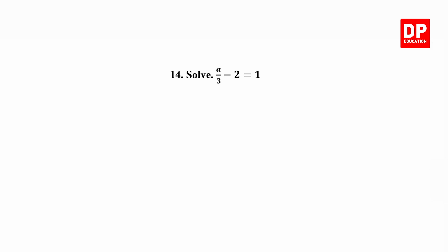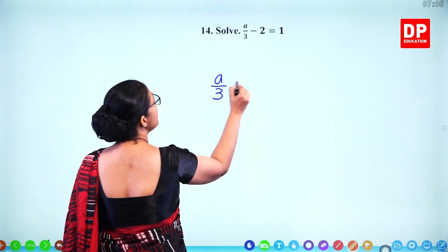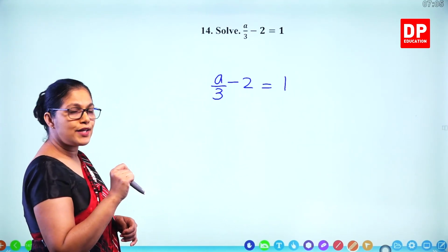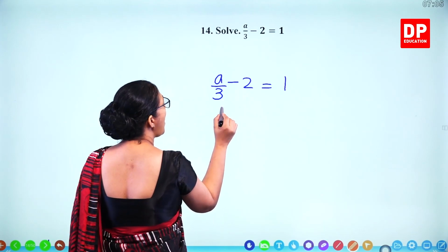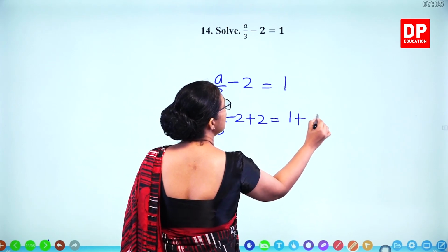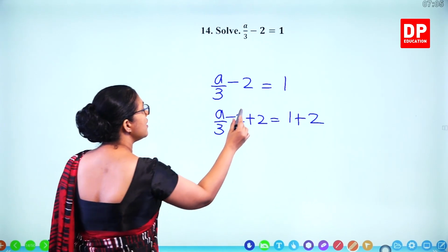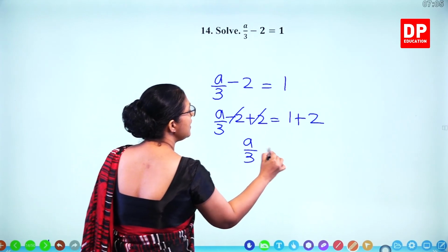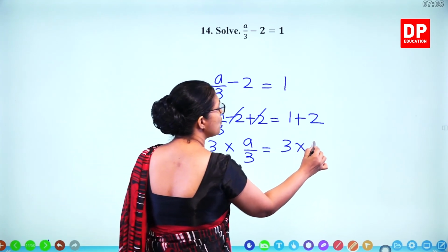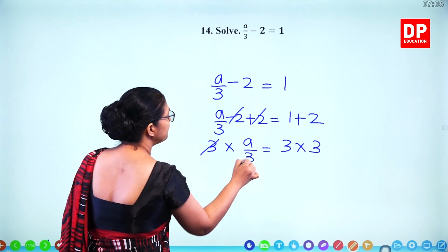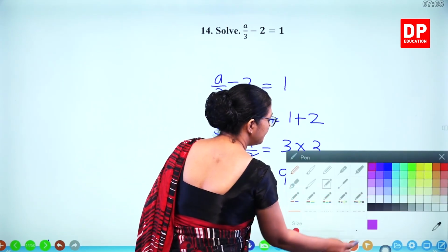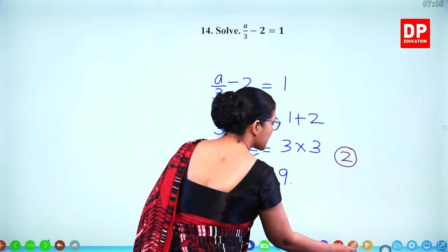Question number 14. Solve. This is an equation. A over 3 minus 2 equals 1. First you have to get rid of this minus 2. Take it to the other side, which means you are adding plus 2 to both sides. Then this gets cancelled out. You get a over 3 equals 2 plus 1, 3. Now to get rid of this denominator, you have to multiply both sides by 3. A becomes 3 times 3, 9. 2 marks.